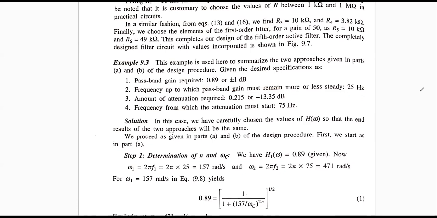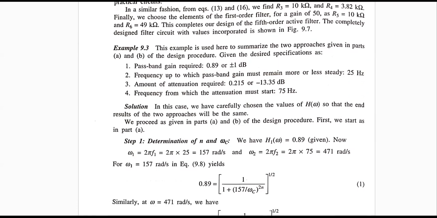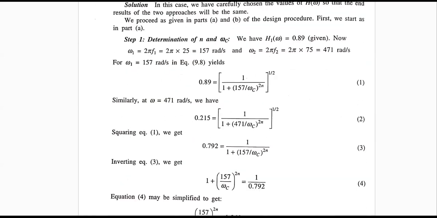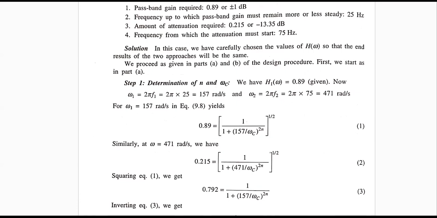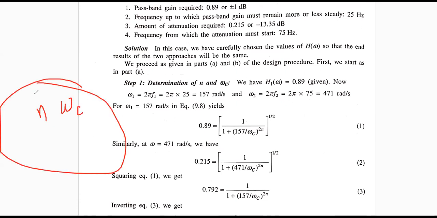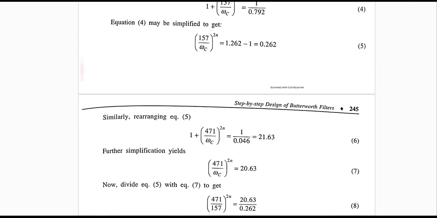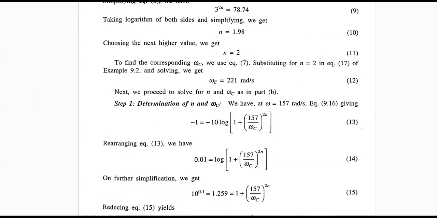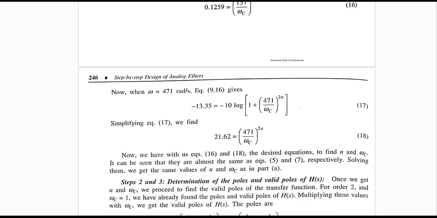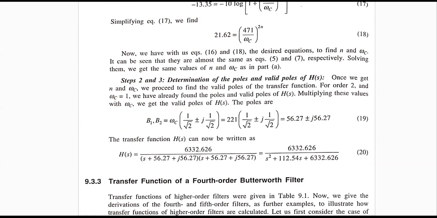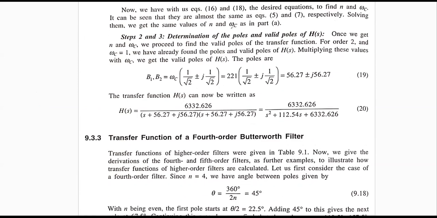We have already done this kind of example before, so please go through that. Everything is similar. Our first target is to find the value of n and omega c. That's it. Afterwards, how to find the pole locations and zero locations, everything is similar after finding the value of omega c and n.